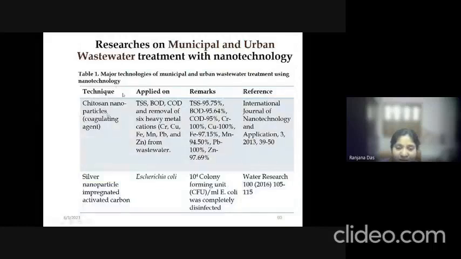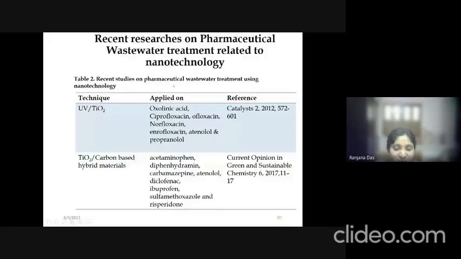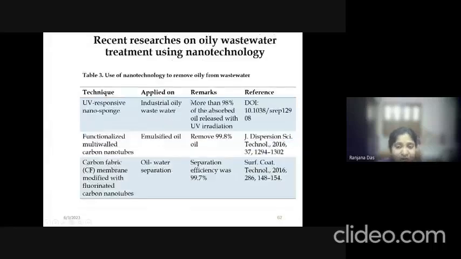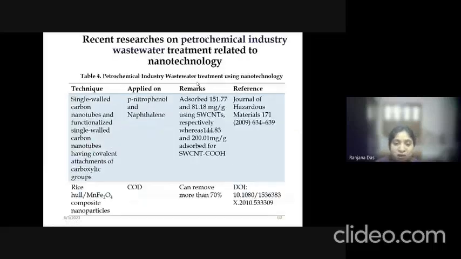And also, these are the charts. I'm not going into detail of all this, but nanomaterials you can use in every aspect. For municipal and urban wastewater treatment, this titanium-based nanomaterial can be used. Silver nanomaterials you can use. Similarly, for pharmaceutical wastewater treatment, we have already discussed that all the organic materials or persistent organic materials or the persistent antibiotics can be treated. Similarly, for oil wastewater treatment, oil and water separation can be done.